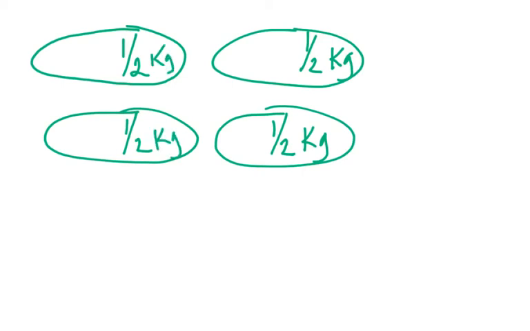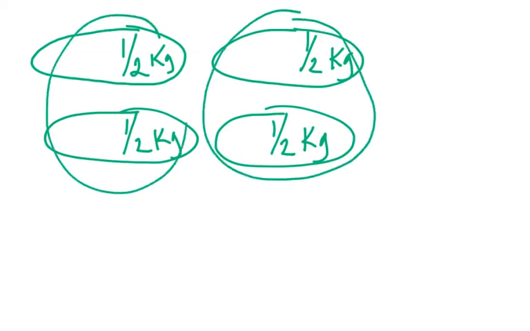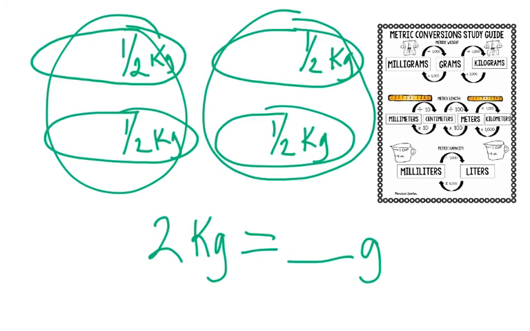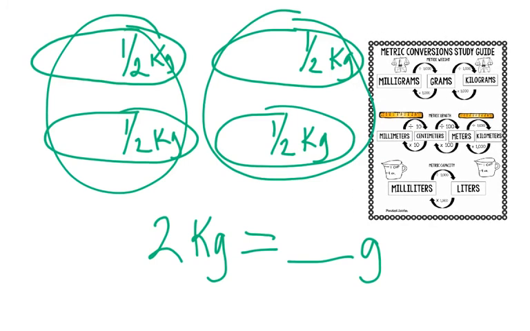All right, so how many kilograms do we have all together? Well, 1/2 and 1/2 makes 1, and 1/2 and 1/2 makes 2. So now I know I have 2 kilograms. But that's not the question. The question is, how many grams is that? So I put the chart here for you to look. You're going from kilograms to grams. So we're going to follow this arrow that's going this way, and it says divide by 1,000.